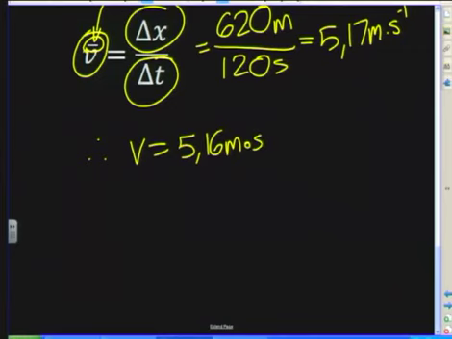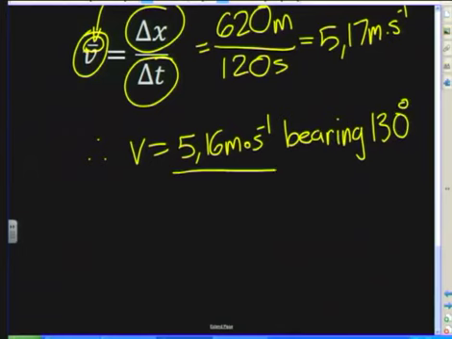And lucky for us, we worked out the direction a little bit earlier. So we can say bearing of 130 degrees. And there we go. We've got our final answer over there. So there's my final velocity. It's got a magnitude and it's got a direction.